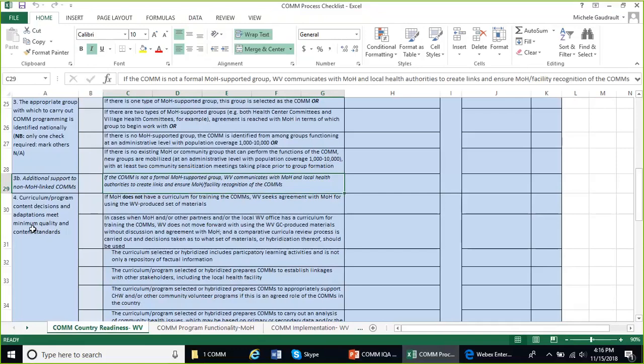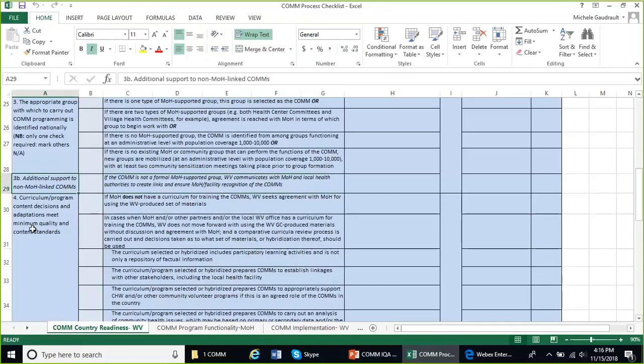One of the lessons in Guatemala was that the clinics didn't recognize these committees. They weren't acknowledged by MOH, and so they had a harder time having their voices and their authority heard. So that's an important point.